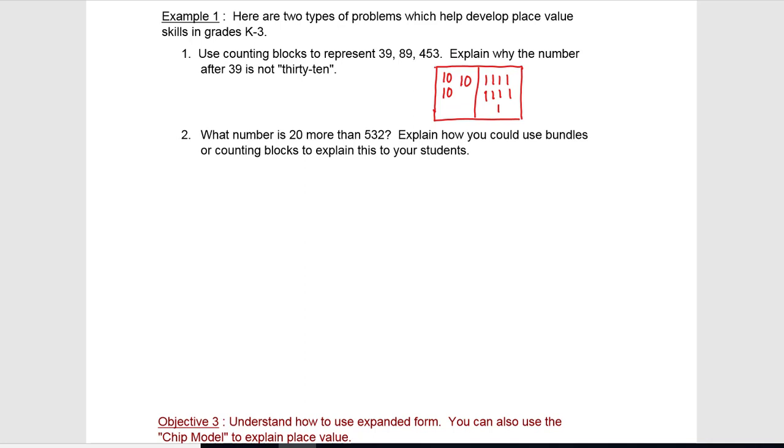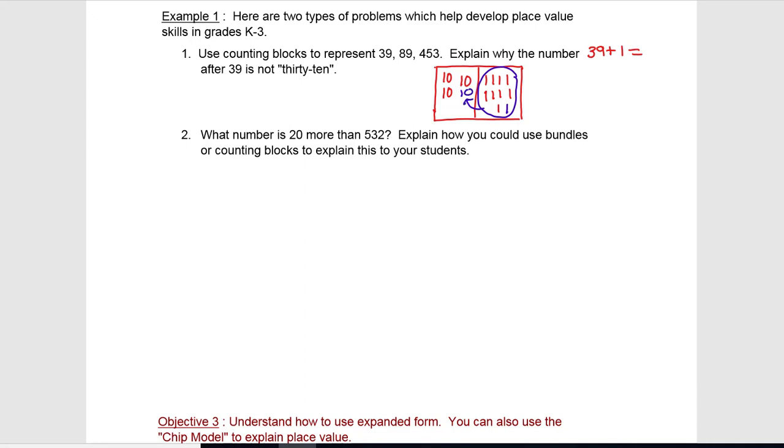Okay, and what they want you to do is, let's deal with the 39, and they want to know, hey, if I add 1 to it, so basically I'm saying 39 plus 1, why isn't the answer 3010 instead of 40? And so you would just have the students add 1 to it, and then they can see, oh, I have to rebundle, and my answer is 40.